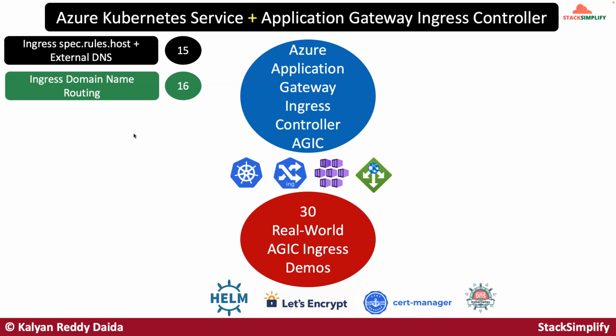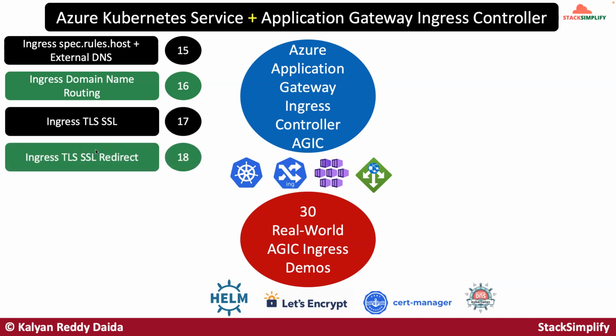So with 3 different applications with 3 different DNS names, we are going to route the traffic to our backend applications. So that with Ingress domain name routing in combination with external DNS and Azure DNS zones, we are going to implement that with AGIC Ingress controller.